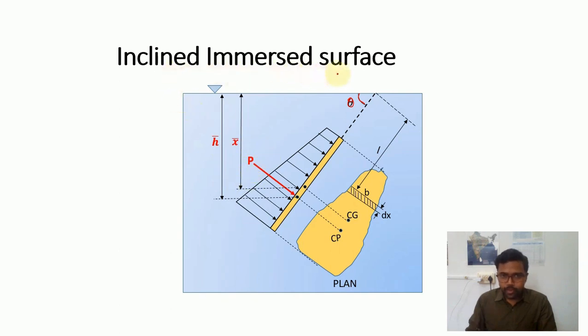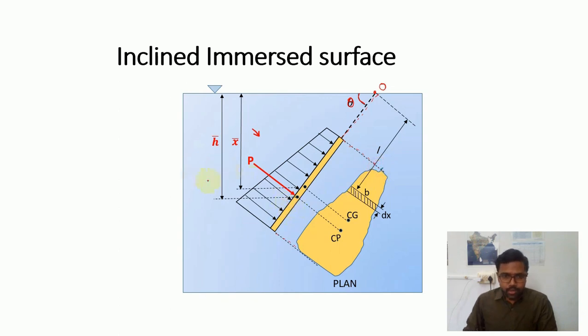For inclined immersed surfaces, here you can see the surface is inclined at an angle theta with the horizontal axis, that is the liquid level. This theta means if you take a tangent from the surface, it coincides with the water level at some point, right? Suppose the point is O, so the angle of inclination between these two is theta. Here you can see it in plan. If you look in this direction, it has some shape, whatever the shape may be. That is how the plan looks, so here you can see the projection of it.